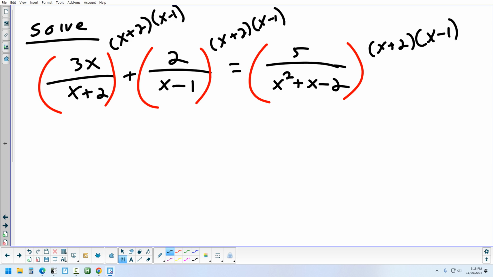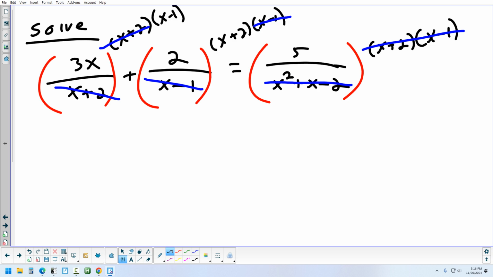All right, now let's cancel out what we can. What's going to cancel in the first fraction? The x plus 2. And the second fraction? x minus 1. And the third fraction? Both of the denominator, because that is what happens when you multiply it out. Okay, so now let's see what we have left.